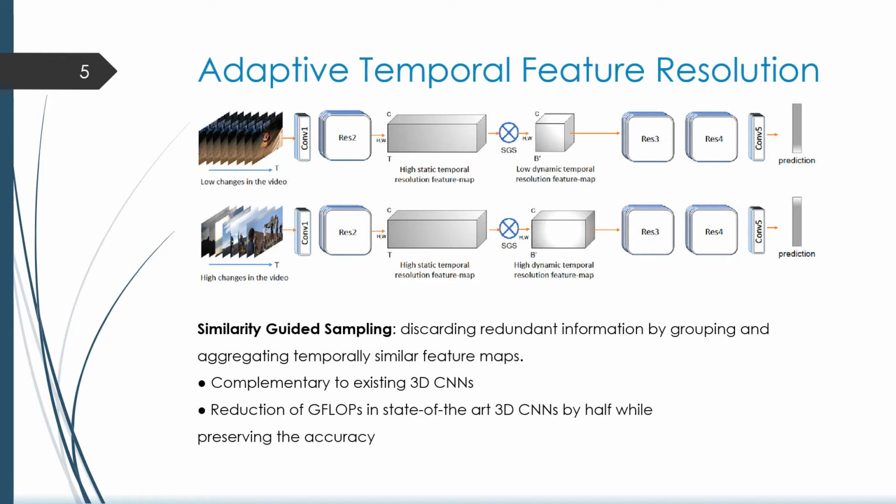In this work, we therefore introduce a differentiable similarity guided sampling module, SGS, which can be plugged into any existing 3D CNN architecture. SGS empowers 3D CNNs by learning the similarity of temporal features and grouping similar features together. As a result, the temporal feature resolution is no longer static, but it varies for each input video clip. By integrating SGS as an additional layer within current 3D CNNs, we can convert them into much more efficient 3D CNNs with adaptive temporal feature resolutions.